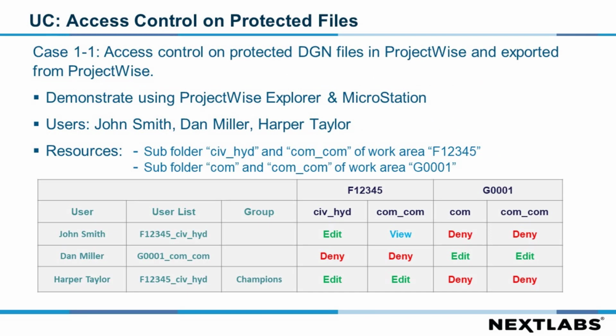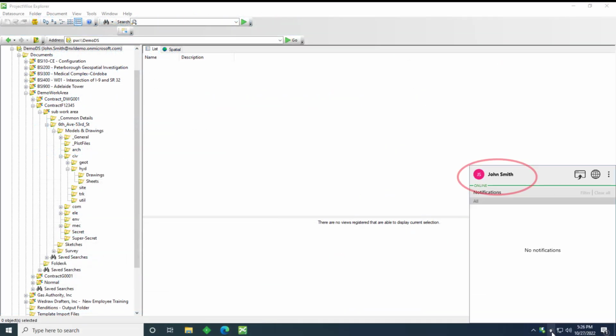In the first portion of this use case, we will look at controlling access to protected DGN files in ProjectWise and when exported from ProjectWise. To demonstrate this, we will be using ProjectWise Explorer and MicroStation. We will also be incorporating users John Smith, Dan Miller, and Harper Taylor with the following resources. Here, John Smith is already logged in to SkyDRM.